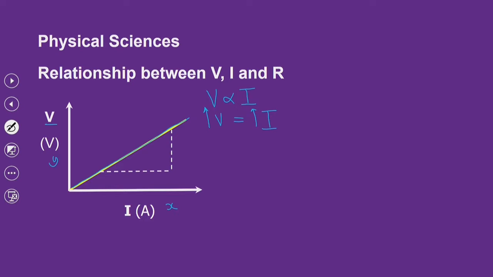The question comes in, what does the gradient of this graph represent? Now we know that gradient is defined as the change in y over the change in x. Gradient therefore represents the resistance. Again, the gradient of a potential difference versus current graph represents the resistance.